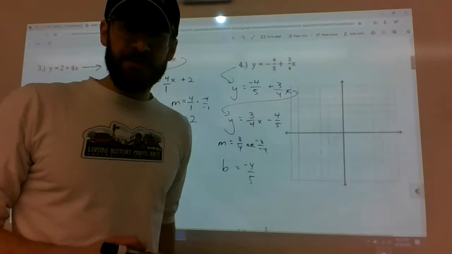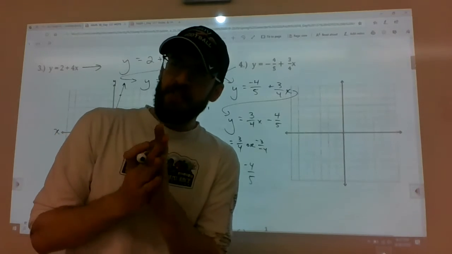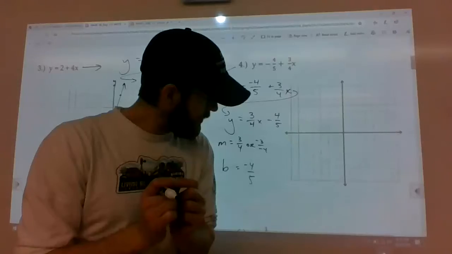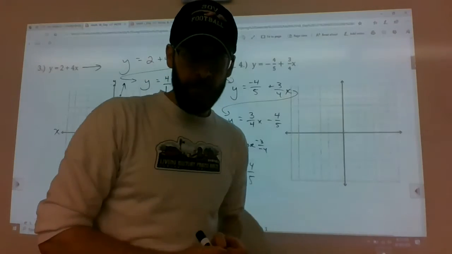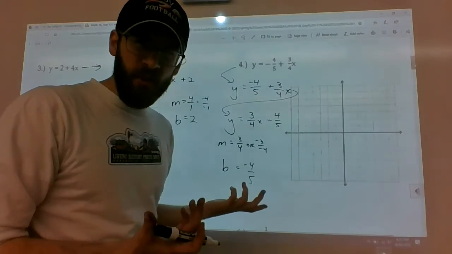I think a lot of times students want to say, okay, so if b is negative 4/5, that means I go down 4, right 5, and plot a point. But then it wouldn't even be on the y-axis.